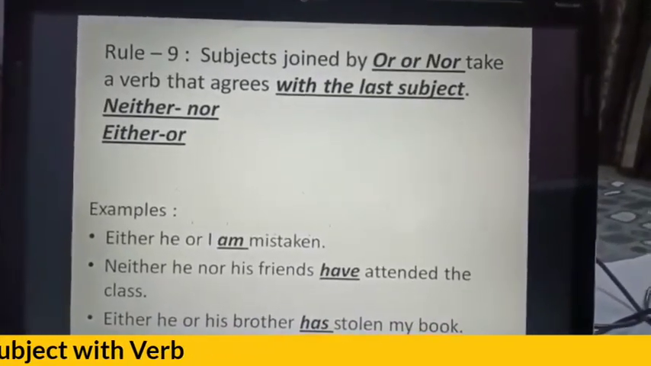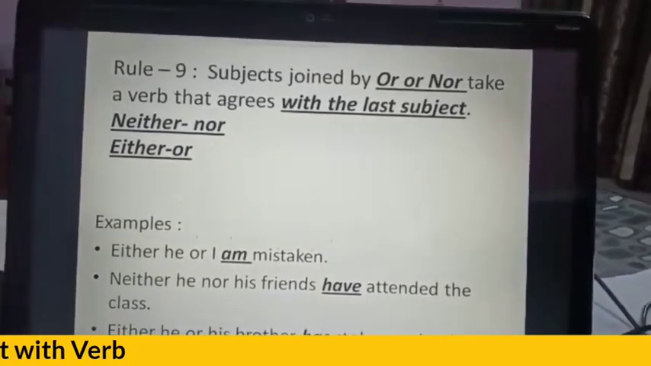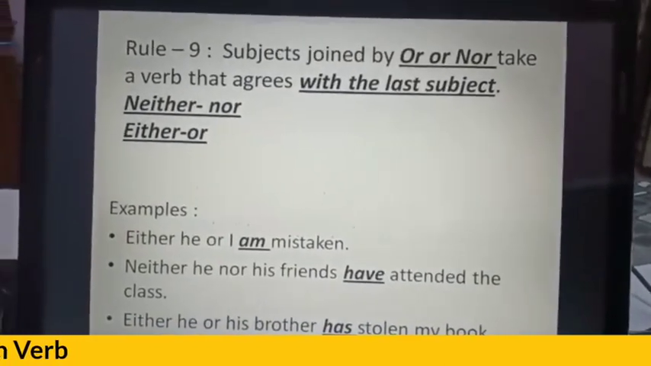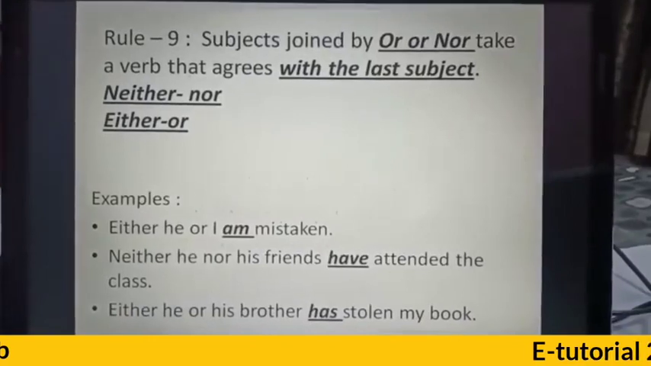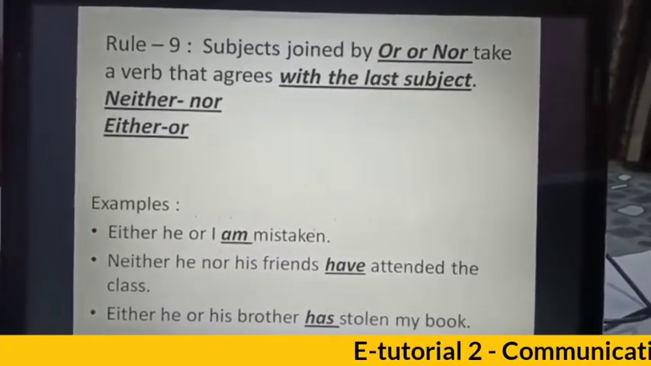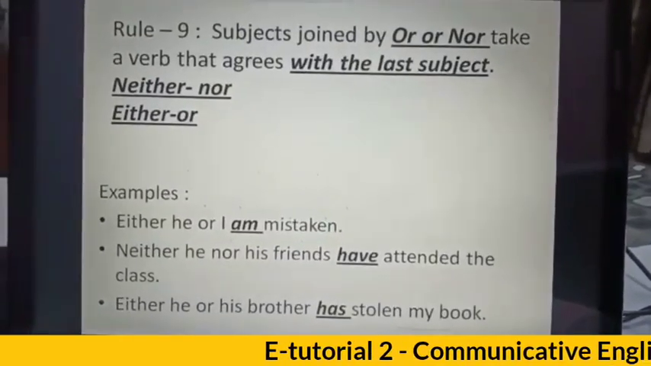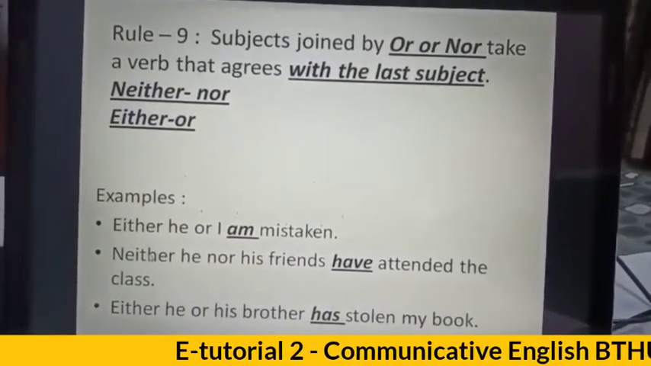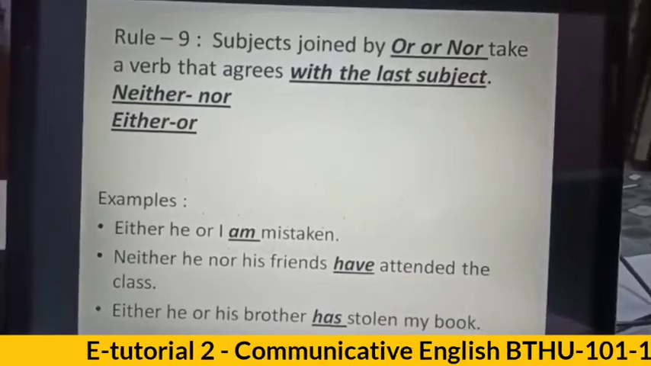Subjects, when they are joined by or and nor, take a verb that agrees with the last subject. It generally happens in the case where we use neither nor, either or. Just look at the example: Either he or I am mistaken.